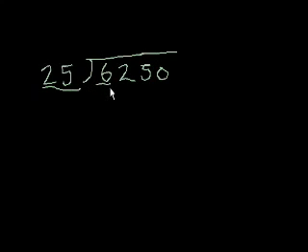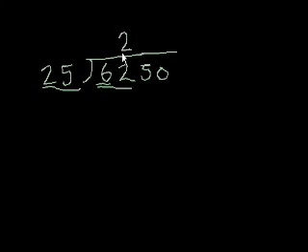So then ask yourself, well, then if 25 doesn't go into 6, does 25 go into 62? Well, sure. 62 is larger than 25. So 25 will go into 62. Well, let's think about it. 25 times 1 is 25. 25 times 2 is 50. So it goes into 62 at least 2 times. And 25 times 3 is 75. So that's too much. So 25 goes into 62 2 times.